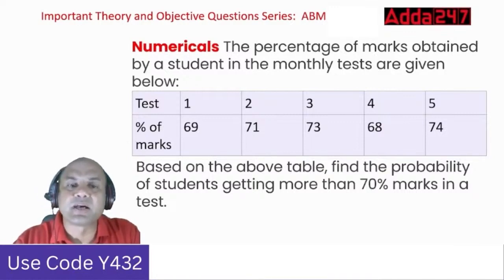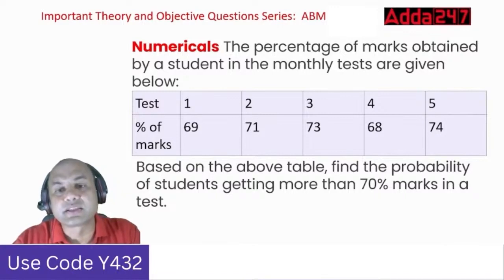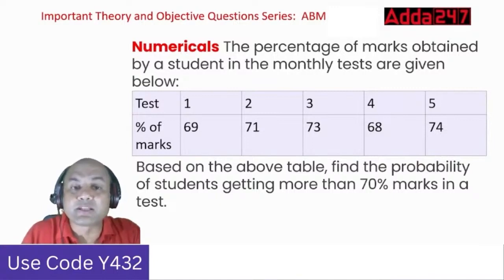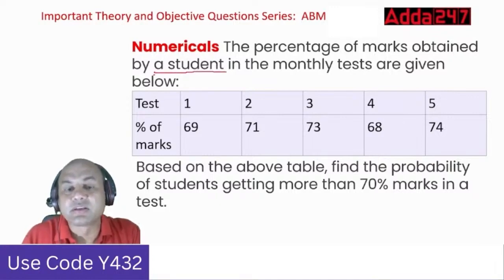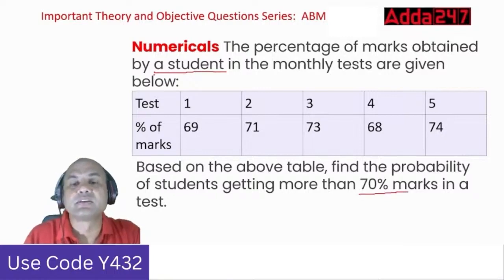Now let's solve some numericals. The percentage of marks obtained by a student on a monthly test are given below. So these are the 5 tests, and they are obtained by one student only. Now percentage of marks are given over here: 69, 71, 73, 68 and 74. Based on the above table, find the probability of the student getting more than 70% of the marks in the test.